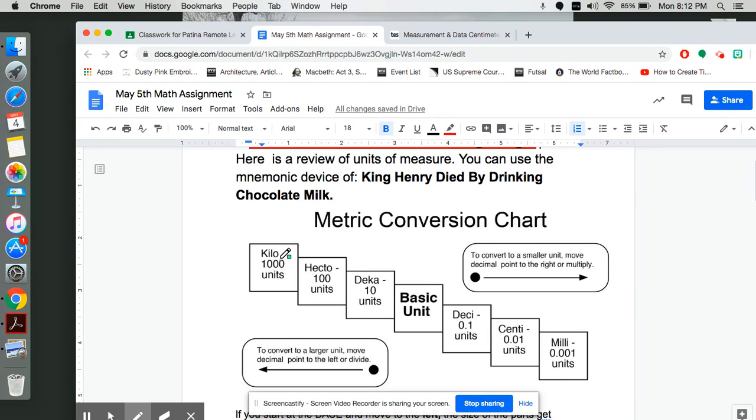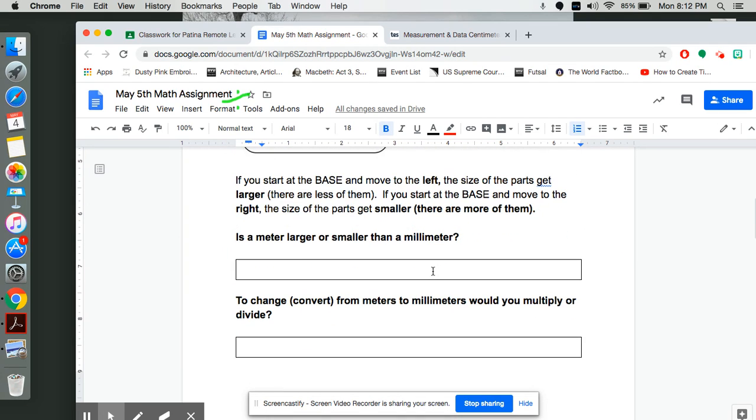So if you're going to go from a kilometer to a millimeter, you're going to multiply. If you're going from something small to something big, you're going to move the decimal point to the left or divide. So I'm going to kind of teach you guys how to do that.